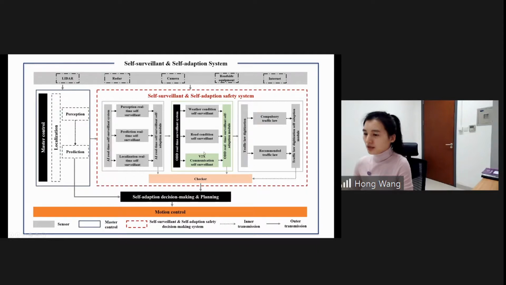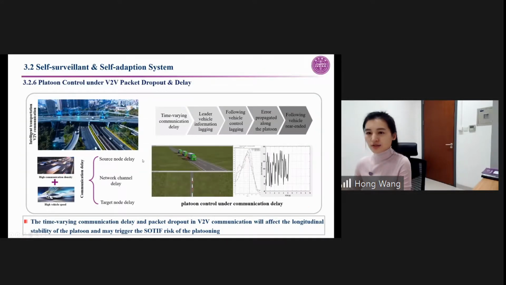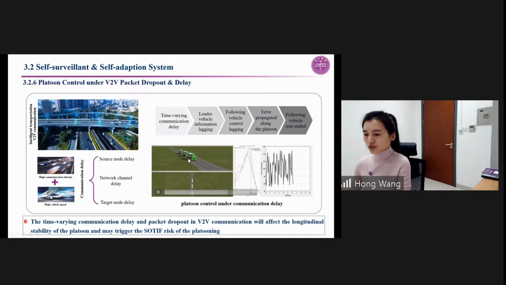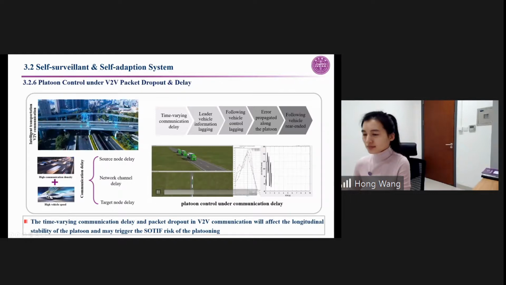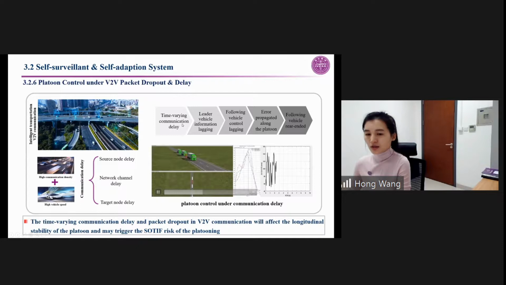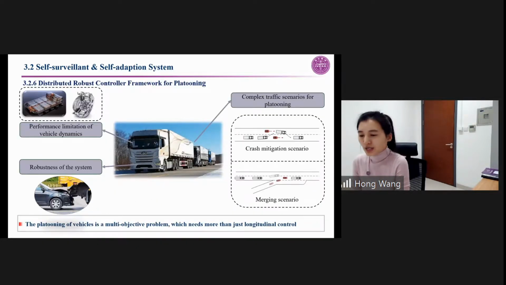The second part in the ODD real-time surveillance system is V2X communication, which is a typical challenge for autonomous platooning. As we know, for platooning, the time-varying communication delay and the packet dropout in V2V communication will affect the longitudinal stability of the platoon and may trigger the SOTIF risk of the platooning. Especially, platooning of vehicles is a multi-objective problem, which needs more than just longitudinal control. Based on the literature, we found that all the systems implemented in enterprises almost consider just the longitudinal control, but we think it is not enough for the safety of the platooning.